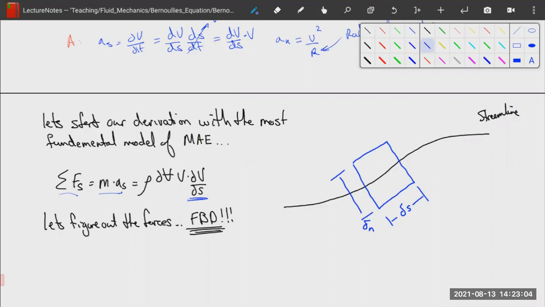And so on the right hand side, I've drawn a fluid element that is a differential fluid element that has a differential length delta n normal to the streamline and a differential length delta s parallel to the streamline. And if we draw the forces on this differential element, right, there's going to be a weight mg.